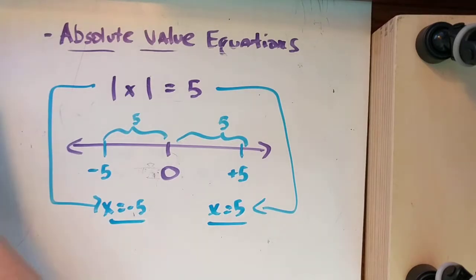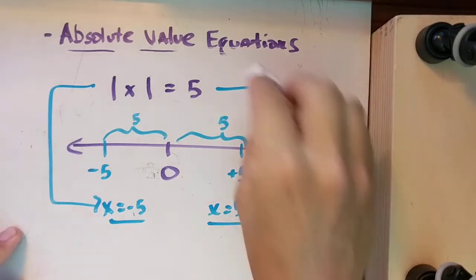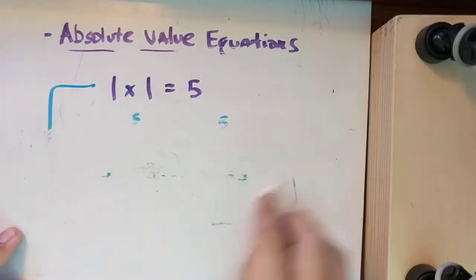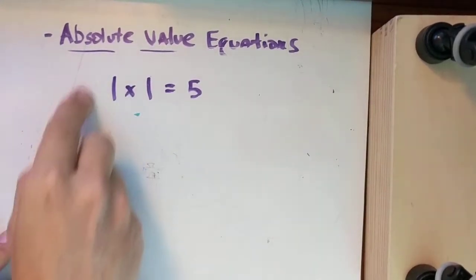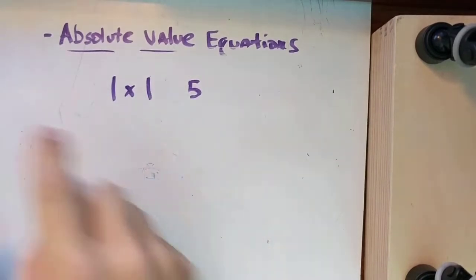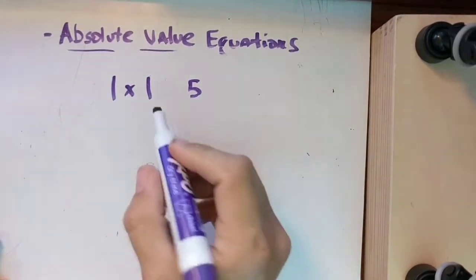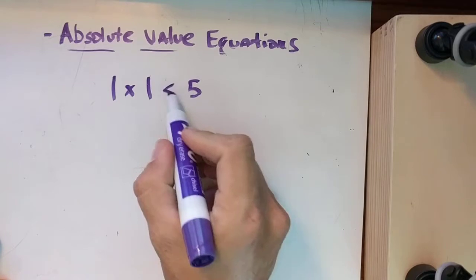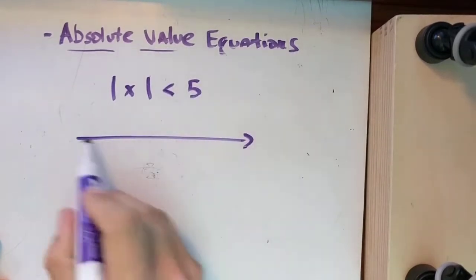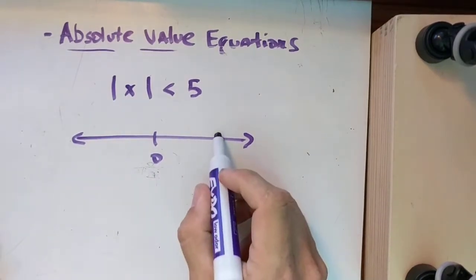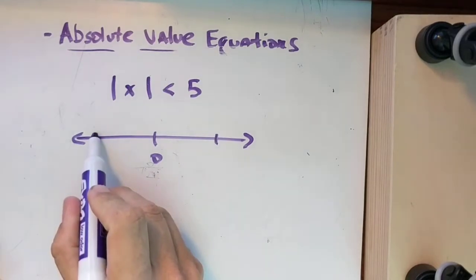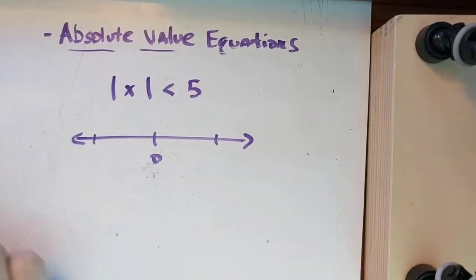So what happens if we don't have an equation? What happens if we have an inequality? So in that case, our distance has to either be greater than a certain distance from 0 or less than. So first, we'll see what happens if the distance is less than 5 units away from 0. So if we can only move 5 units away from 0, there is a limit to how far we can walk away from 0 or move away from 0 on the number line.